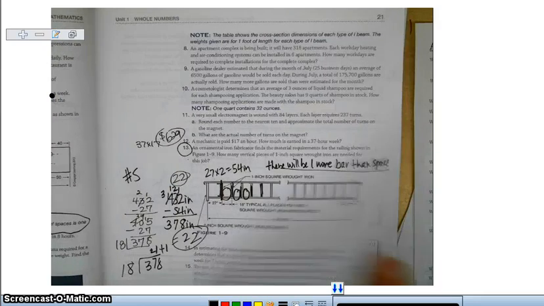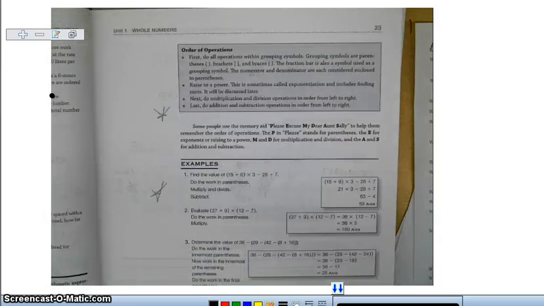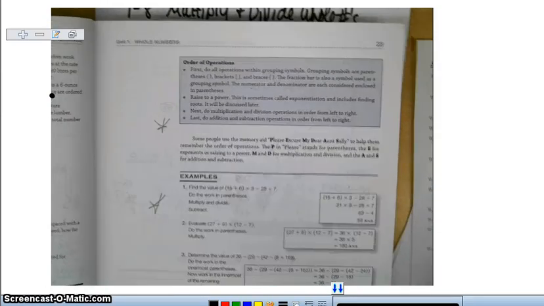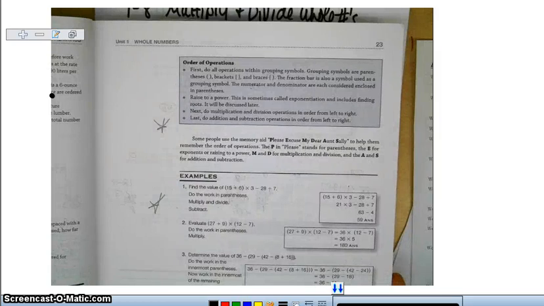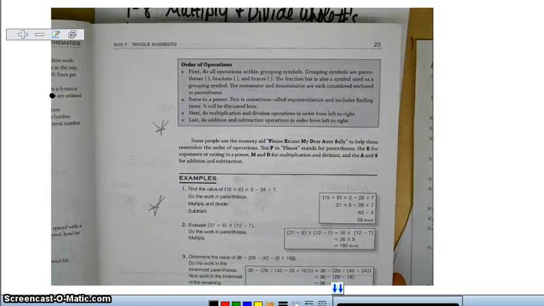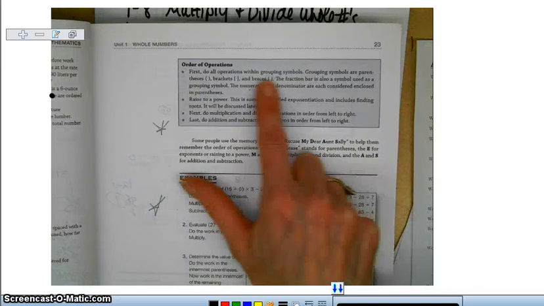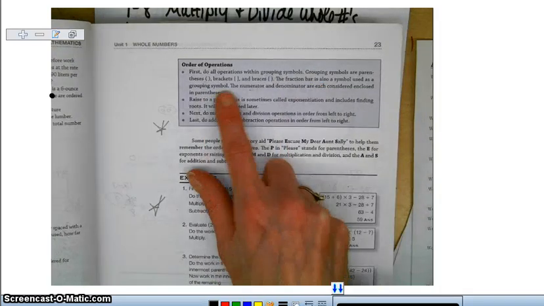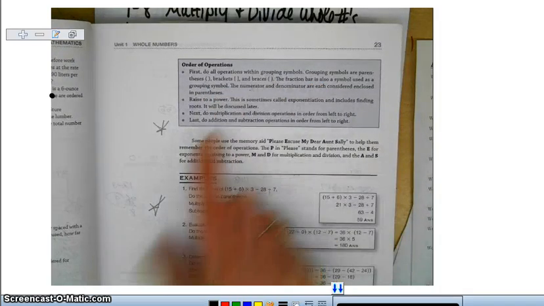Okay, so now we're going to move on to the order of operations, and you should probably pause this right here and copy down the order of operations. I'll run through them quickly. We did go through them in class on Monday or Wednesday last night. So first, do all the operations within grouping symbols, and these are grouping symbols. And you work from the inside out.